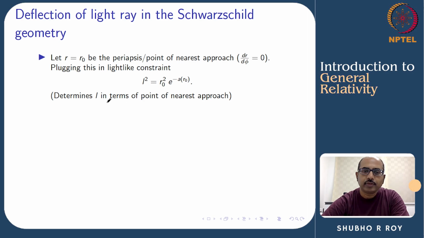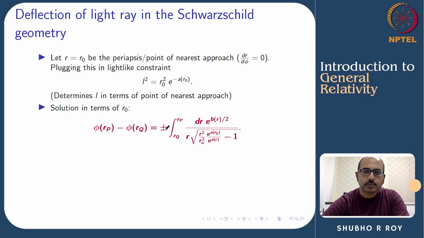Alright, so L is determined in terms of the value of the radial coordinate and the periapsis. In case of the sun, this would be perihelion. In case of Earth, it would be perigee. Now, I've rewritten the solution in terms of R0, eliminating L.